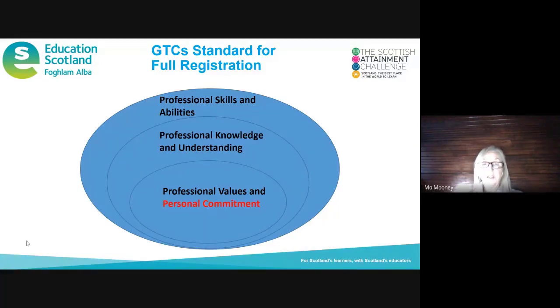And I do mean that. I mean, these kids are in our care. They're not just in our classrooms. But it's more than this. It lies at the heart of our professional values. That's why I've put that in red.